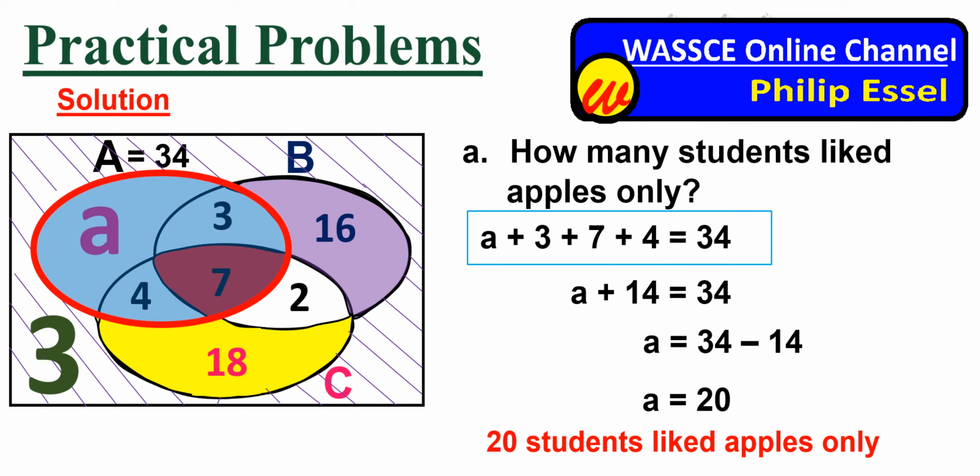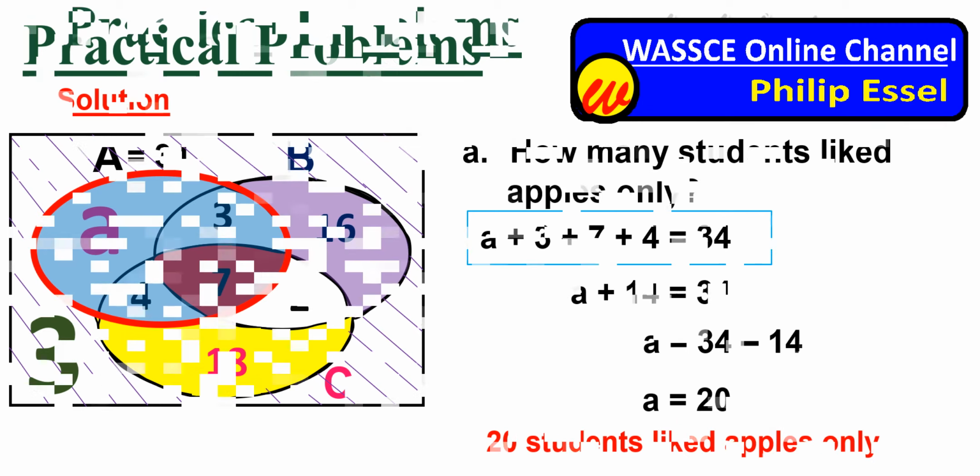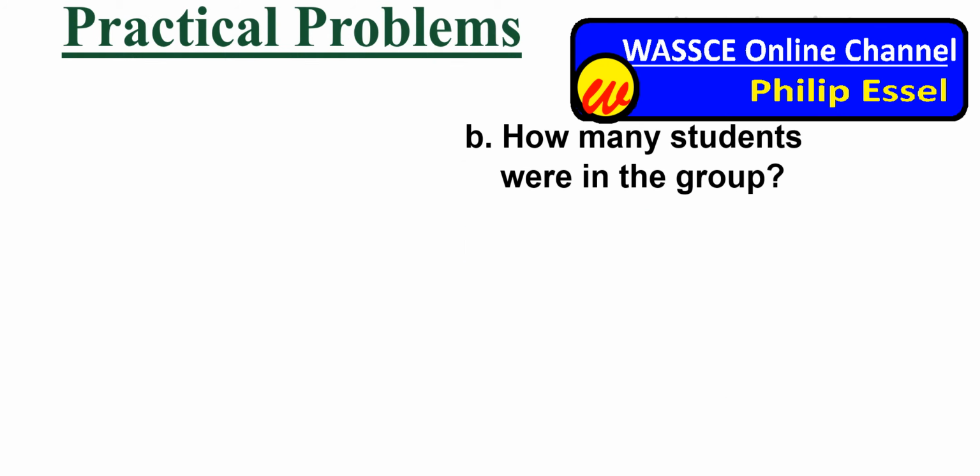Let's look at the next question. Our next question: how many students were in the group? So here we are required to find the total number of students in the entire group. So what this means is that we have to add all the various regions in the Venn diagram together to be able to arrive at this answer. Well, let's look at the solution.